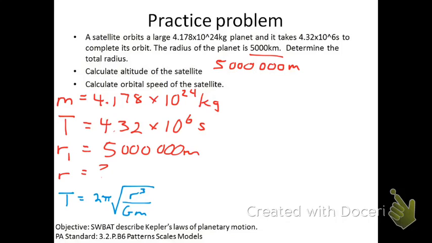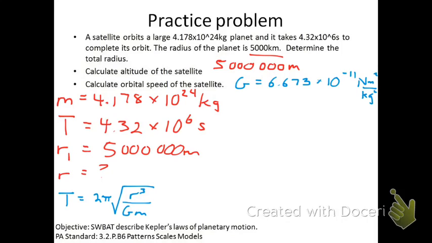We know the period, and we know the mass of the planet, and the gravitational constant is just 6.673 times 10 to the negative 11. Let me write it up here just to make sure. G equals 6.673 times 10 to the negative 11, and the units for this are Newton meter squared per kilogram squared. Now, since we know all these quantities, let's go ahead and plug them all into Kepler's orbital period formula.